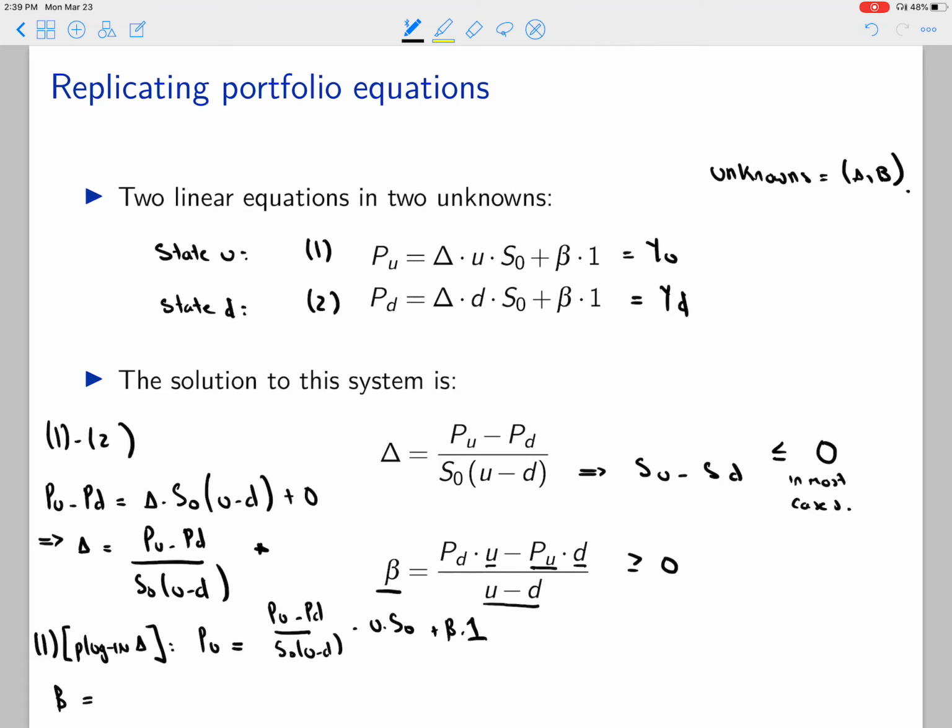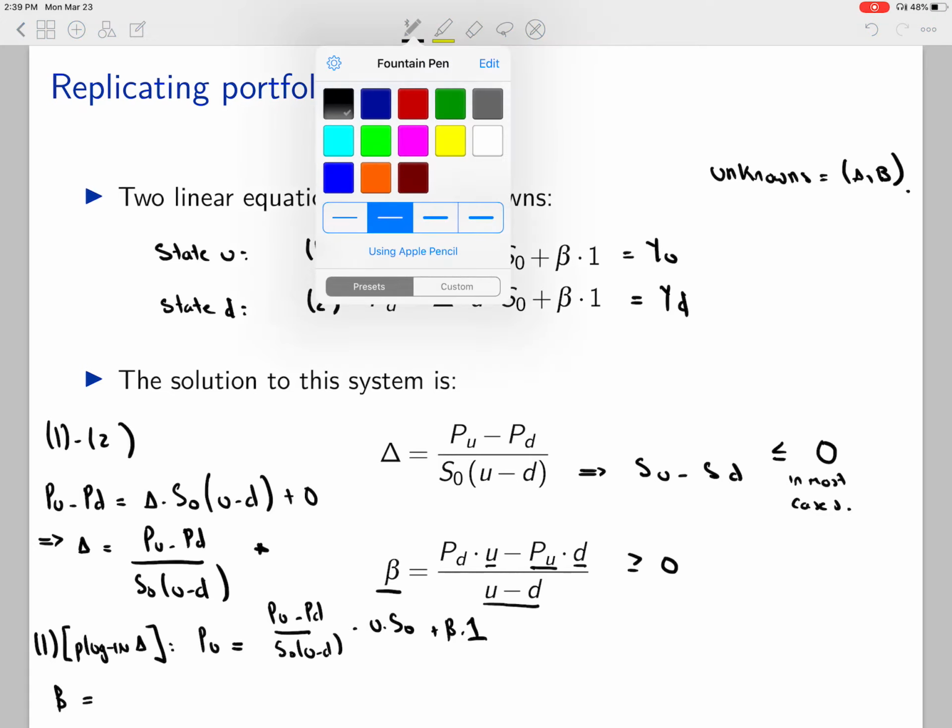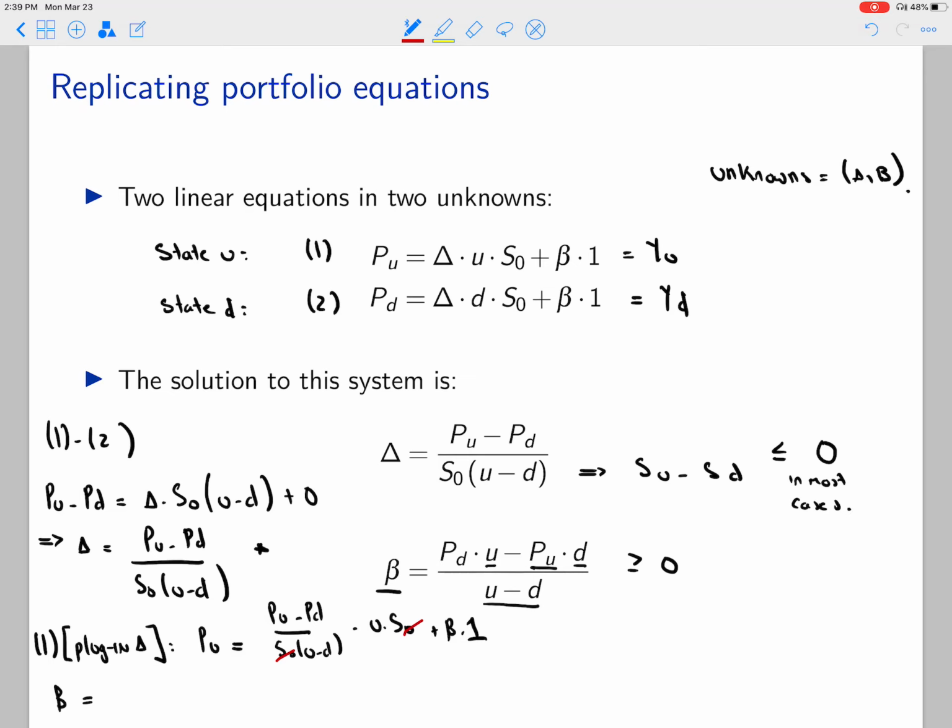Beta equals move everything to that left-hand side, cancel out like terms right here. Multiply that PU on the left-hand side also by U minus D, so the fractions are the same. So it's going to be U minus D times PU, minus PU times U, okay, comes over here, plus PD times U over U minus D, and then just combine like terms. This is going to equal PD times U minus PU times D over U minus D.